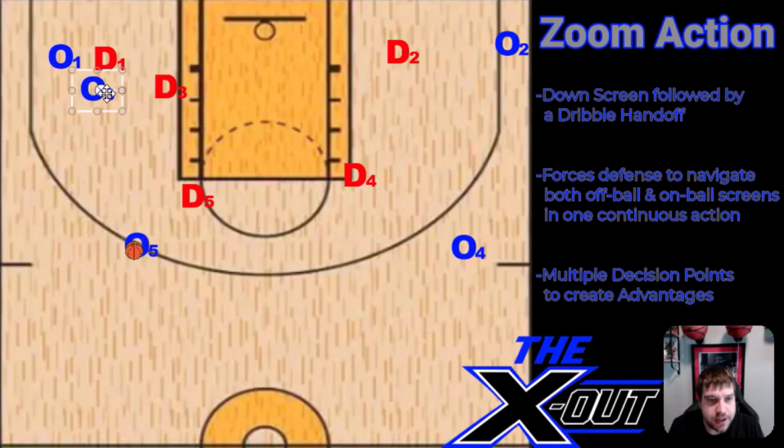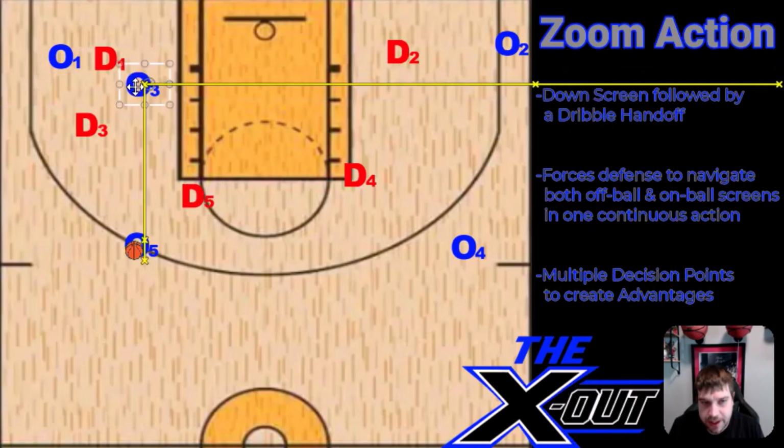Now, if this offensive player ever feels this man shade up on this screen to prevent any kind of curl action or anything like that, he should immediately find this open space and make himself available for an easy basket.